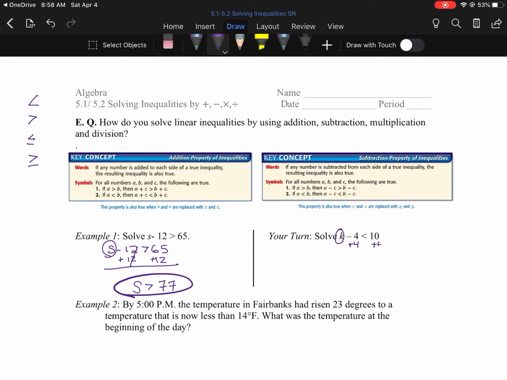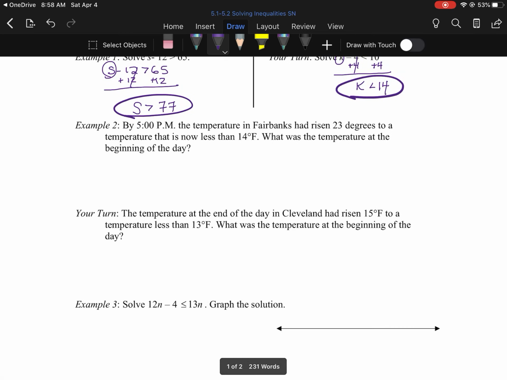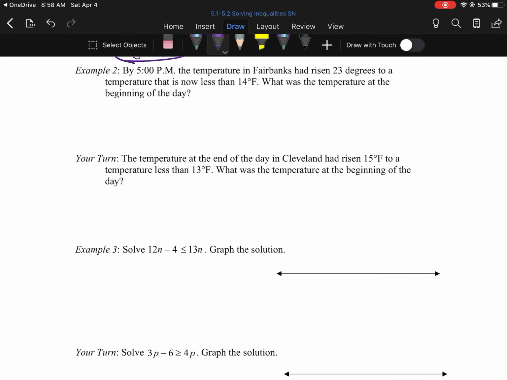All right, so let's go ahead and take care of this your turn. So we want to get k by itself, so I'm going to add 4 to both sides. So we get k is less than 14. So look, first two done already. All right, let's move on.